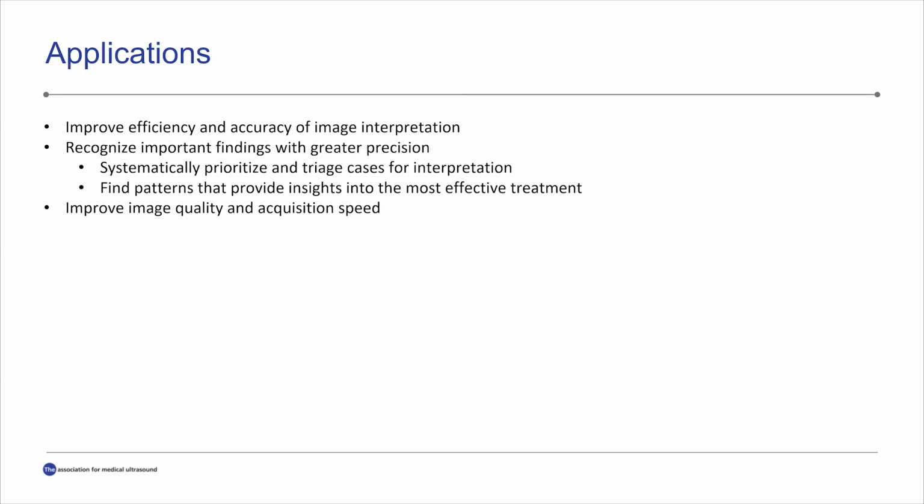So what are some of the things that we can do with AI? Ideally, we can improve efficiency and accuracy of image interpretation. We can help find important findings with greater precision. We can prioritize and triage cases that need interpretation. We can find imaging patterns that may help us find the most effective diagnosis and treatment. You can go deeper than that, before you even get to the interpretation level, and look at the acquisition phase. You can improve image quality, and you can improve the acquisition speed to make your images better.